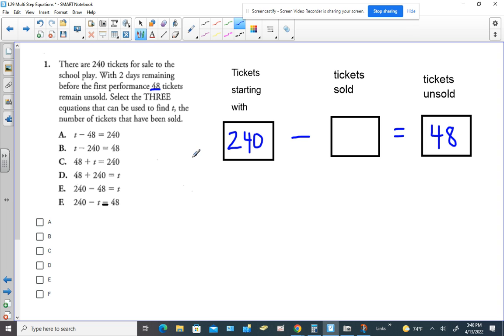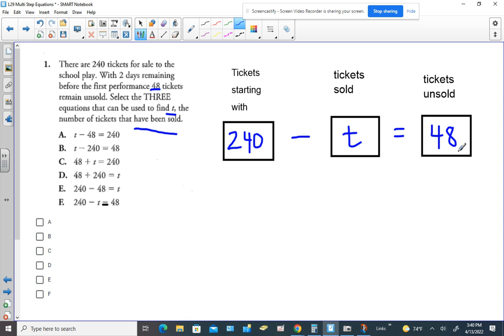Now, what are we looking for? We're looking for T, right, which is the tickets that have been sold. That would be this. Now, if we go through the choices, this, by the way, there was a typo. This didn't look like an equal sign on the paper copy of it. It looked like a subtraction sign, but just know that was intended to be an equal sign rather. Now that matches exactly what we have here, doesn't it?